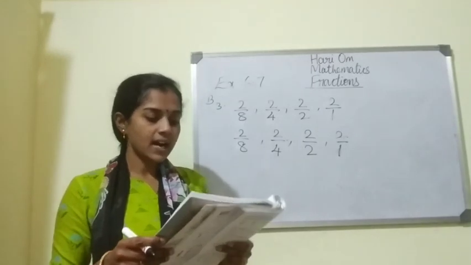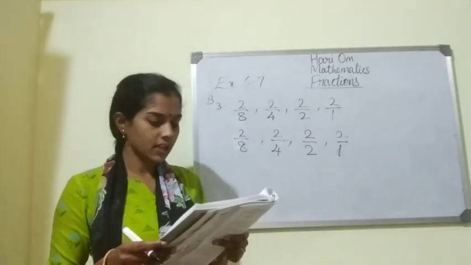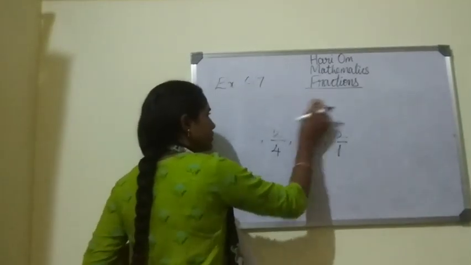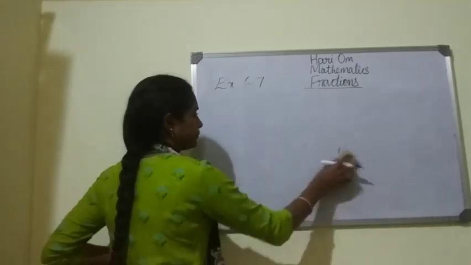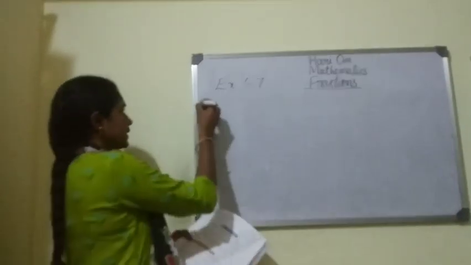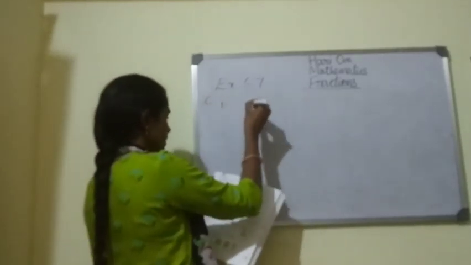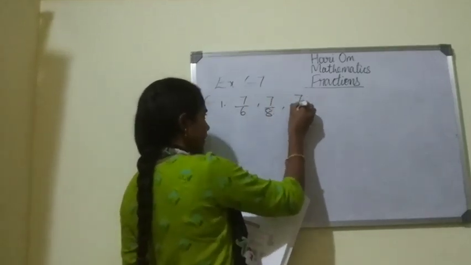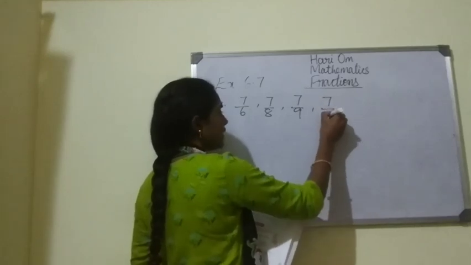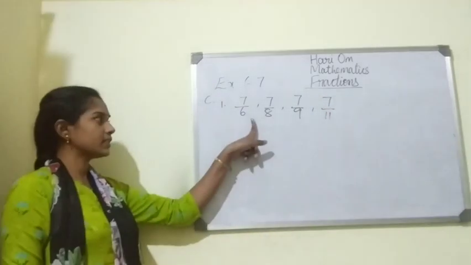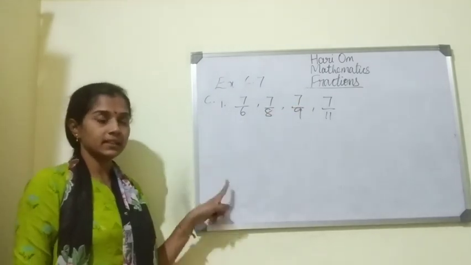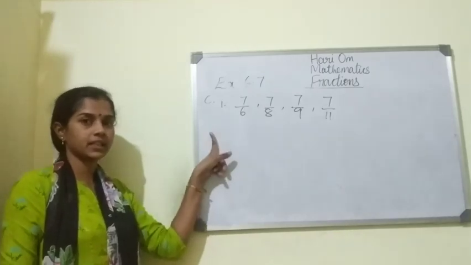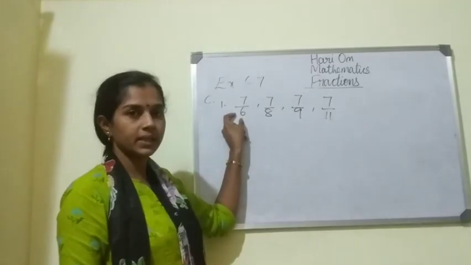Okay, now C main, arrange the following fractions in descending order. So we are going to arrange it from greater fraction to the smallest fraction. Okay, it is C main, first one, 7 by 6, 7 by 8, 7 by 9 and 7 by 11. Okay, so even in these fractions the numerators are same. In descending order, greater fraction to the smallest fraction. So which will be the greatest fraction? The number which has smaller number in the denominator.